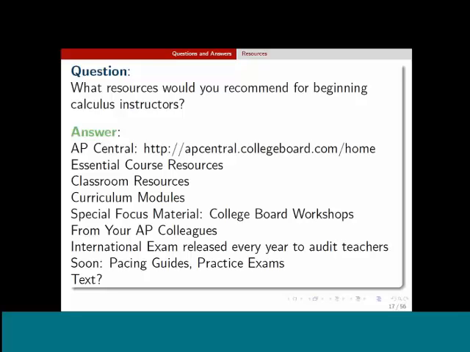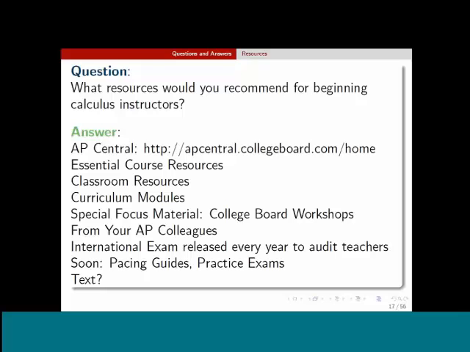The special focus material documents, there's a new topic written once every couple of years. And in fact, I edited the last one, which was all about approximation. The special focus material is generally given out at the College Board workshops for the next 2 or 3 years. And so if you attended a CB workshop, you probably got a copy of the approximation booklet. There's another topic from your AP colleagues. There's lots of material under that.